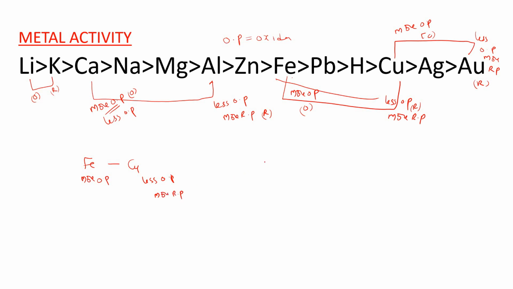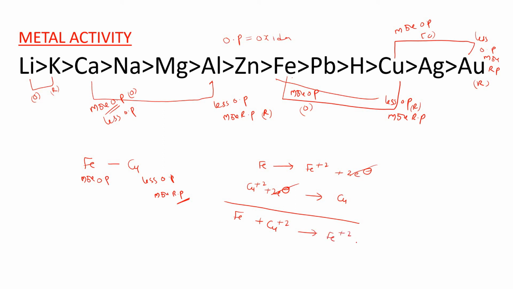Now how do you write the reaction here? Iron undergoes oxidation, giving Fe plus 2 and 2 electrons. Copper has more reduction potential, therefore copper plus 2 will take the 2 electrons and convert into copper. In this case, the 2 electrons get cancelled. We get iron plus copper plus 2 giving Fe plus 2 plus copper. This is the cell reaction.